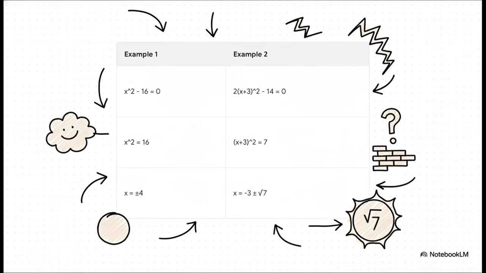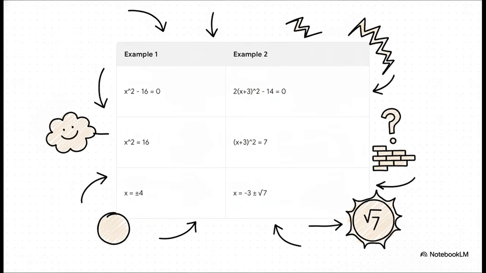Let's compare a clean, ideal scenario with a more stubborn one side by side to see how this tool performs in the wild. In example 1, we have x squared minus 16 equals 0. We easily push that 16 over, take the square root of both sides, and boom, we get a clean positive or negative 4. It's elegant and incredibly fast. But example 2 makes us work for it.